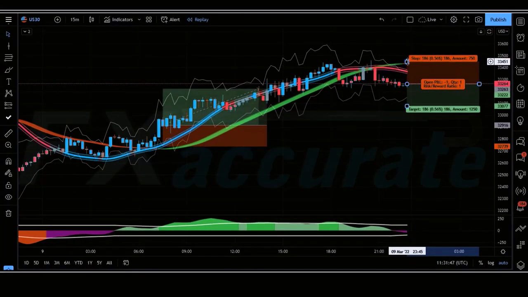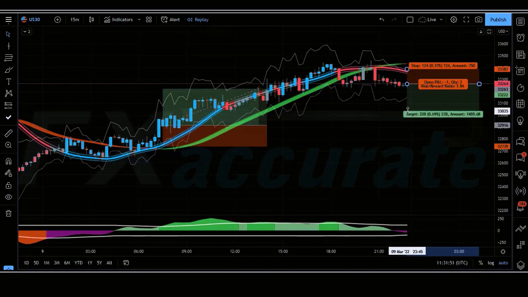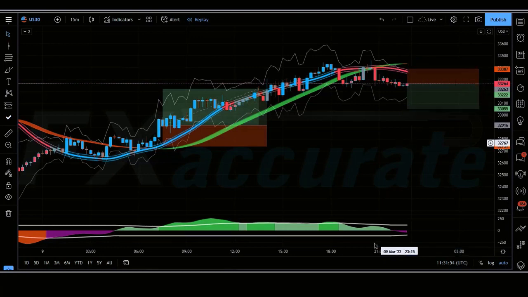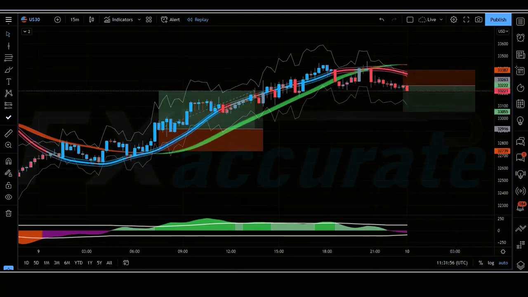Our stop loss will be placed at the SSL hybrid indicator's plus ATR line. And the risk to reward ratio will be 1:1.5. Let's see what happens to our trade.